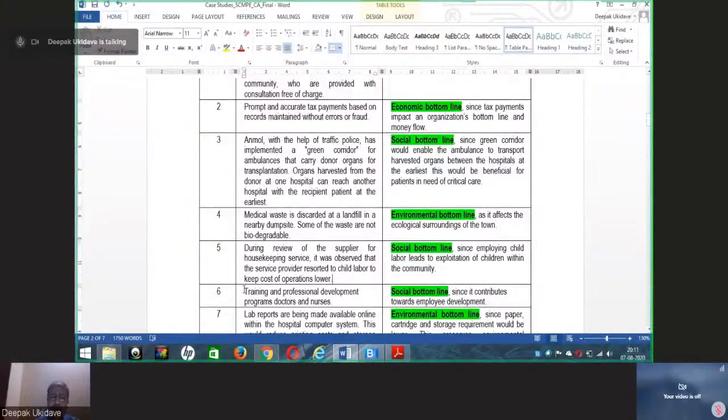You have training and professional development programs for doctors and nurses. Now that is again a social bottom line, right? For elevating the comfort level of doctors and nurses, and creating awareness about the latest techniques used in medical science. That is a continuous process, so that the quality of service to the patient improves. So it's a social bottom line, since it contributes towards employee development. They are employees of the hospital, doctors and nurses. So it is social bottom line. Then we come to the 7th one.